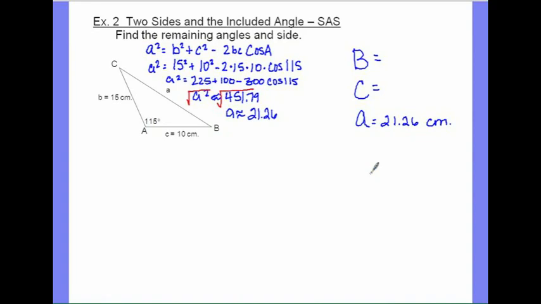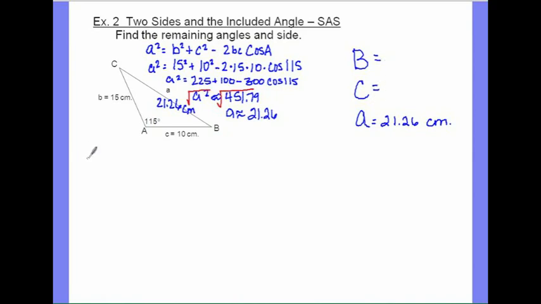I probably should have done that on the first. Oh, we were dealing with degrees. I was looking back to see on the first problem it was degrees. I thought I left off my measurements there. Okay, so side A is 21.26 centimeters, and now I need to find angle B and angle C.